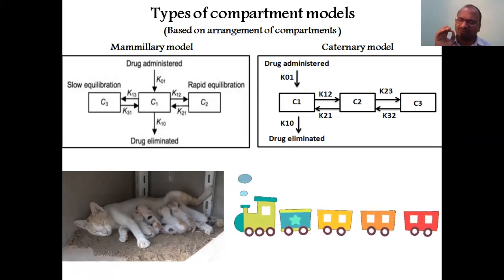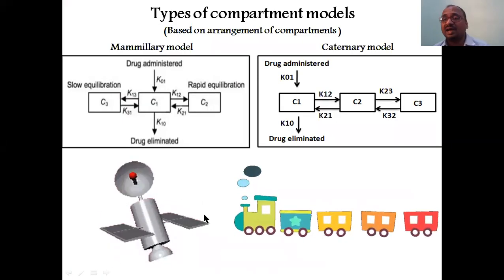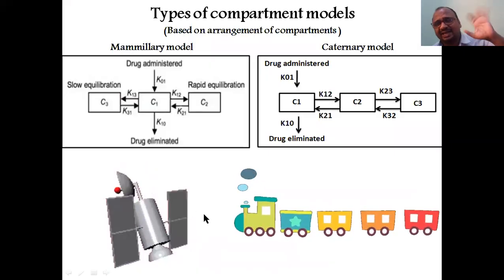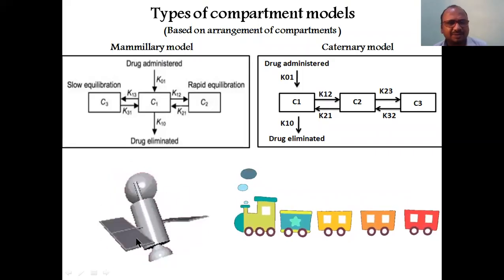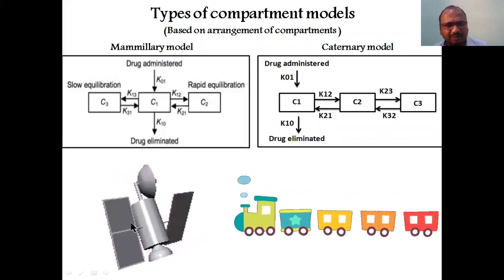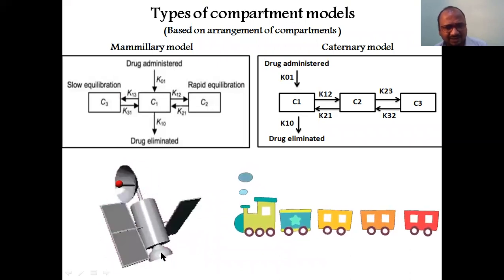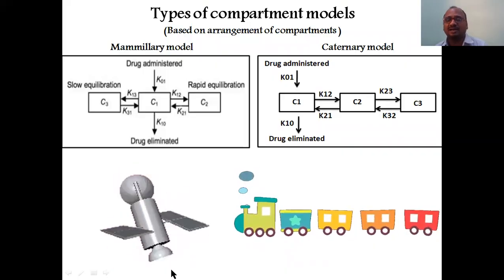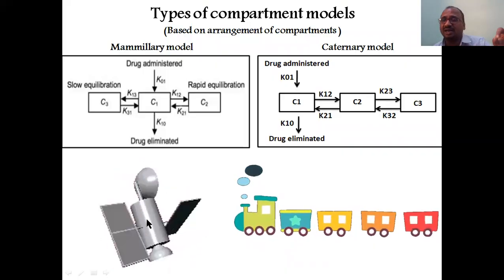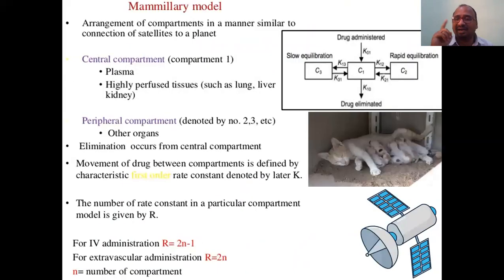Central means plainly you can keep in mind the mammillary model. That is also called a satellite model. See here, why do the textbooks directly give it as a satellite model, mammillary model? Why is this called a satellite model? Because each compartment has a direct link with the central compartment. That's why this is called a mammillary model, satellite model. Whereas a catenary model is called train type.